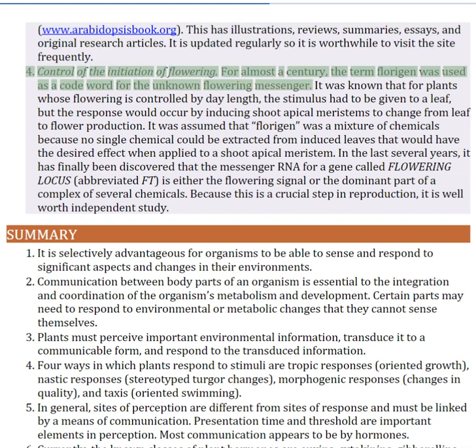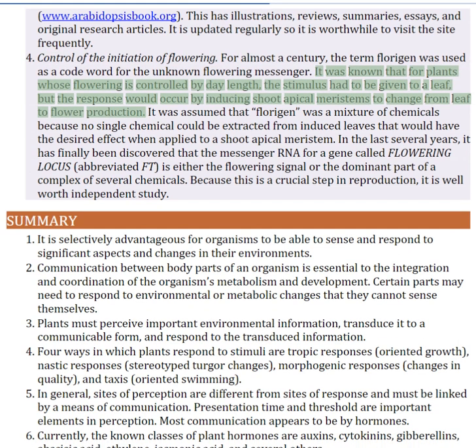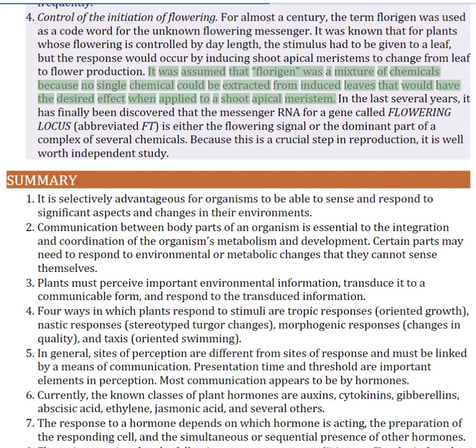4. Control of the initiation of flowering. For almost a century, the term florigen was used as a code word for the unknown flowering messenger. It was known that for plants whose flowering is controlled by day length, the stimulus had to be given to a leaf, but the response would occur by inducing shoot apical meristems to change from leaf to flower production. It was assumed that florigen was a mixture of chemicals because no single chemical could be extracted from induced leaves that would have the desired effect when applied to a shoot apical meristem.